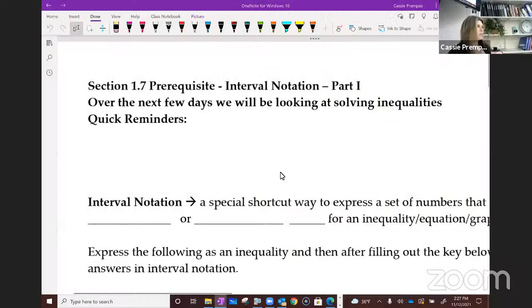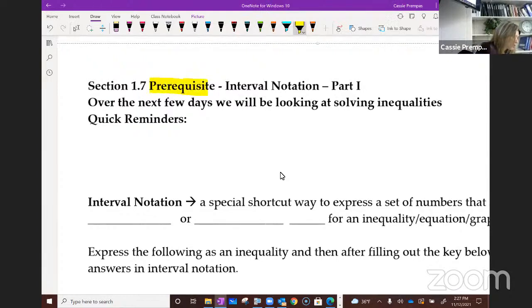What this lesson is like. We are actually going to pause in solving equations and solving various types of equations, and we're going to do something called learn the prerequisites. So you're going to notice that today is 1.7 prerequisite. It's actually not lesson 1.7. It's the skills that you need to be able to solve 1.7.